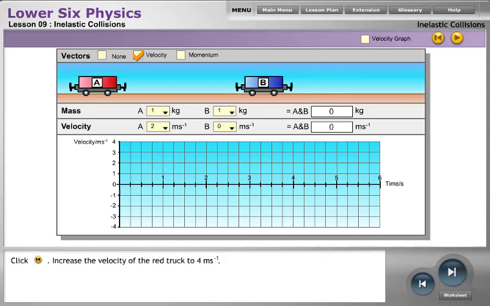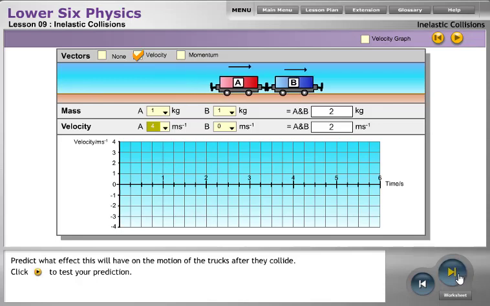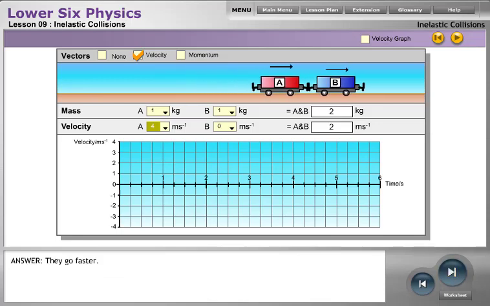Click Reset. Increase the velocity of the red truck to 4 meters per second. Predict what effect this will have on the motion of the trucks after they collide. Click Start to test your prediction. Answer: they go faster.